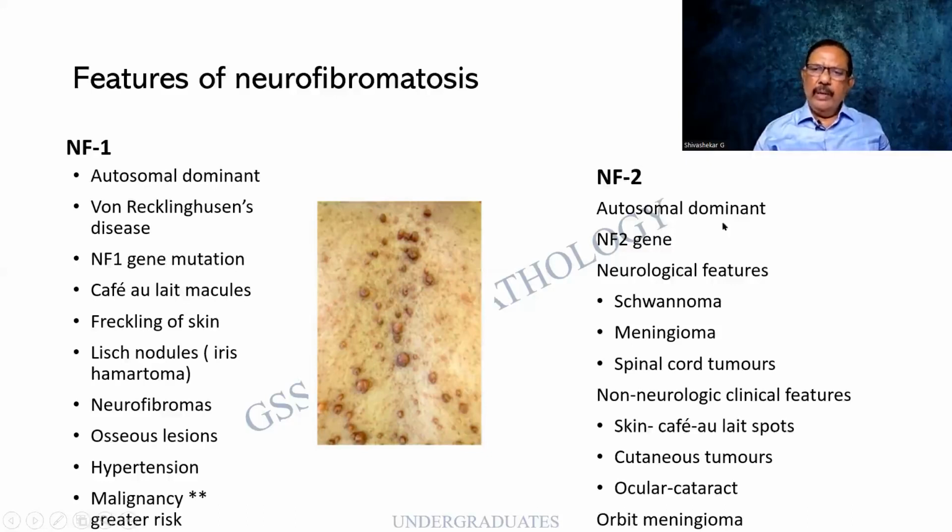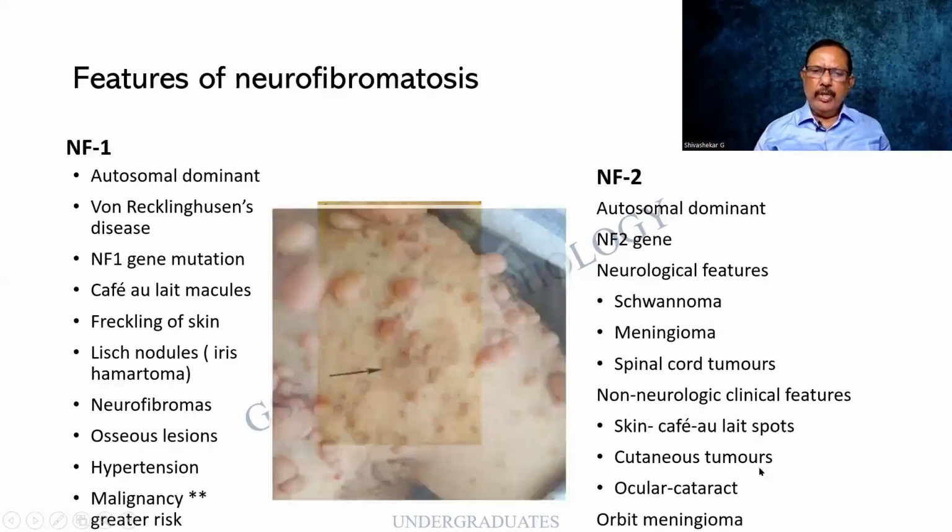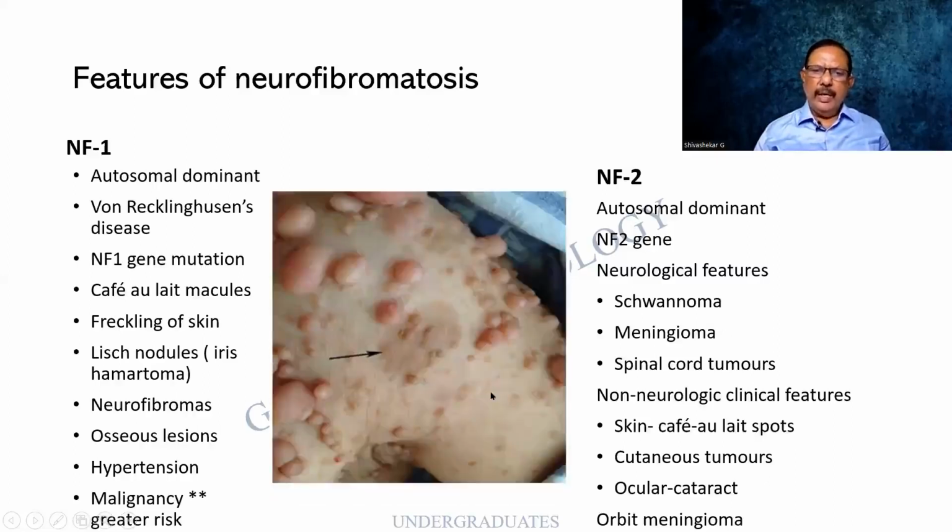Neurofibromatosis 2 can be autosomal dominant NF2, and the other features can be schwannoma, meningioma can occur along with it. Cafe au lait spots, cutaneous tumors, and ocular lesions. This is a higher magnification of it. Look at this cafe au lait spot and then the nodules that are present.